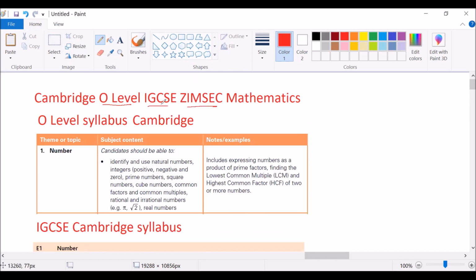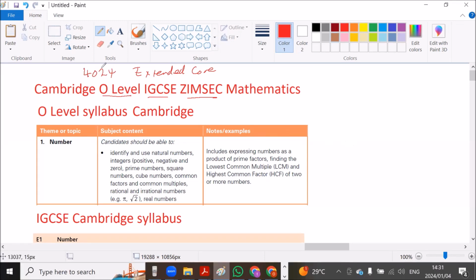In IGCSE, we have two types of papers. We have the extended and the core. And people usually choose the core because it is much simpler. Cambridge has only one set of exams for O-Level as well as ZIMSEC. It is pure maths. Cambridge O-Level are looking at syllabus 4024.